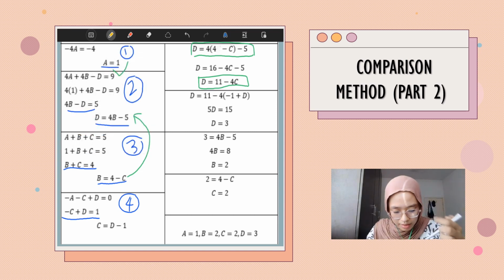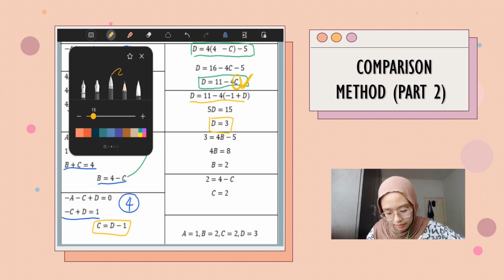Next, I will be using this equation to find d. So I will insert the equation of c from this one. So it will become d equals 11 minus 4 times negative 1 plus d. And we will get d equals 3.